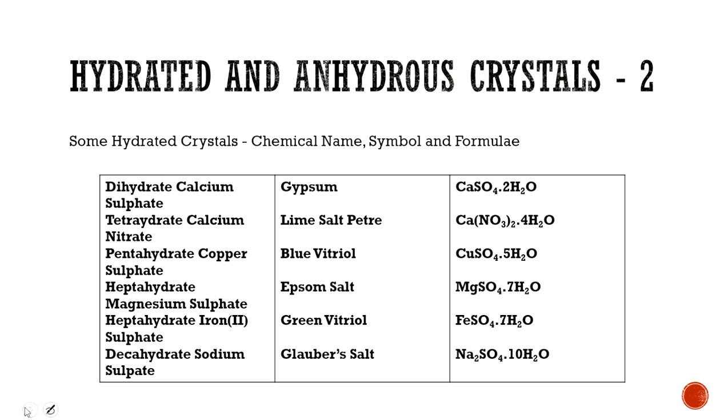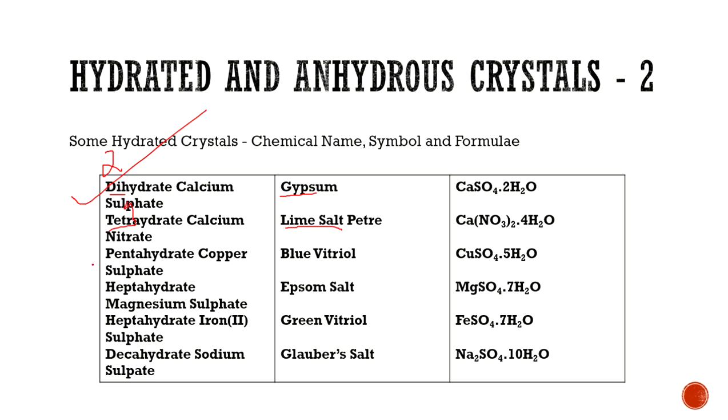Next, we learn about some hydrated crystals, some of their chemical names and their formulas. First is dihydrate calcium sulfate. Di means 2. So it means CaSO4·2H2O. Its chemical name is gypsum. Next is tetra. Tetra means 4. So tetrahydrate calcium nitrate means Ca(NO3)2·4H2O. Its chemical name is lime saltpeter.